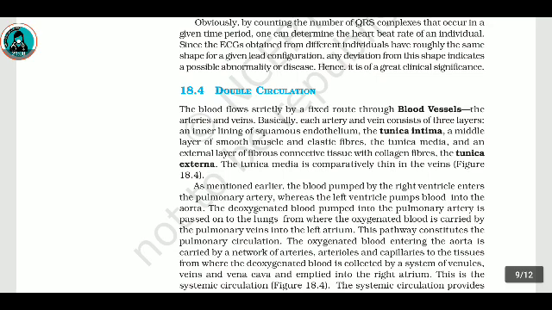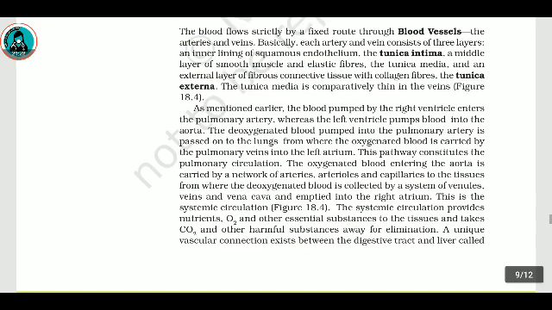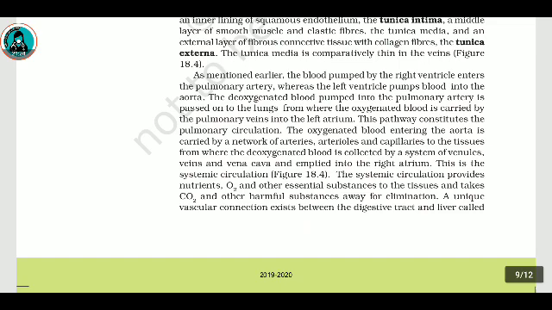The oxygenated blood entering the aorta is carried by a network of arteries, arterioles, and capillaries to the tissues, from where the deoxygenated blood is collected by a system of veins and vena cava and emptied into the right atrium. This is the systemic circulation. The systemic circulation provides nutrients, oxygen, and other essential substances to the tissues, and takes carbon dioxide and other harmful substances away for elimination.